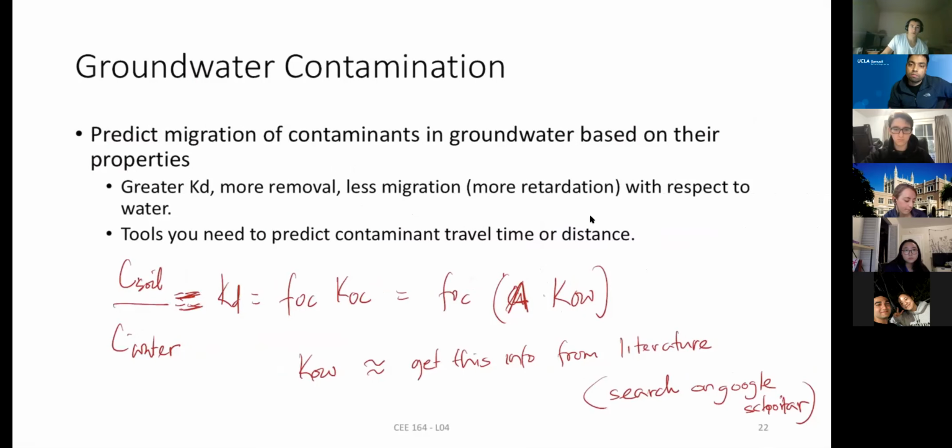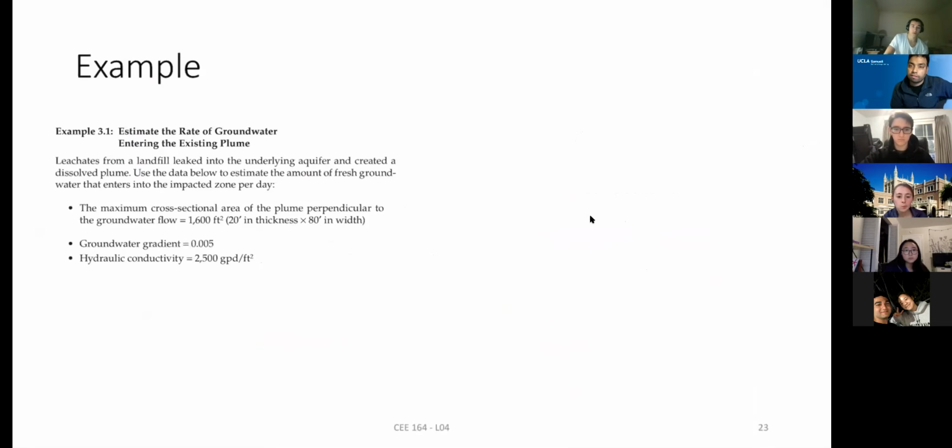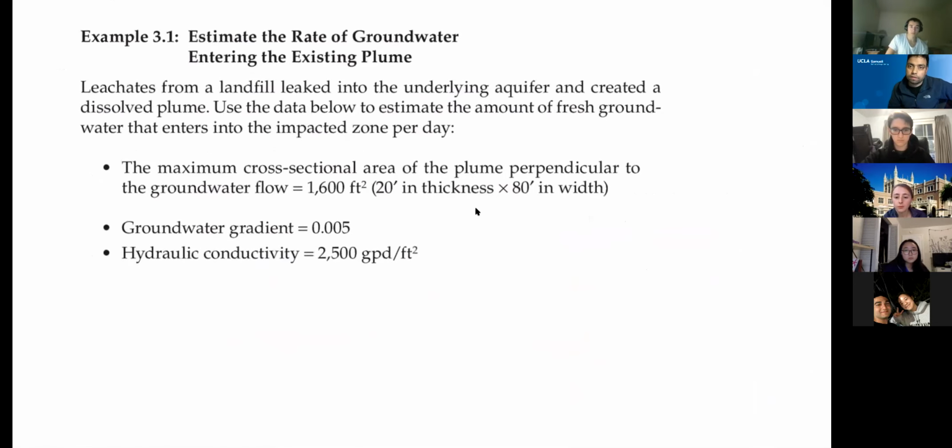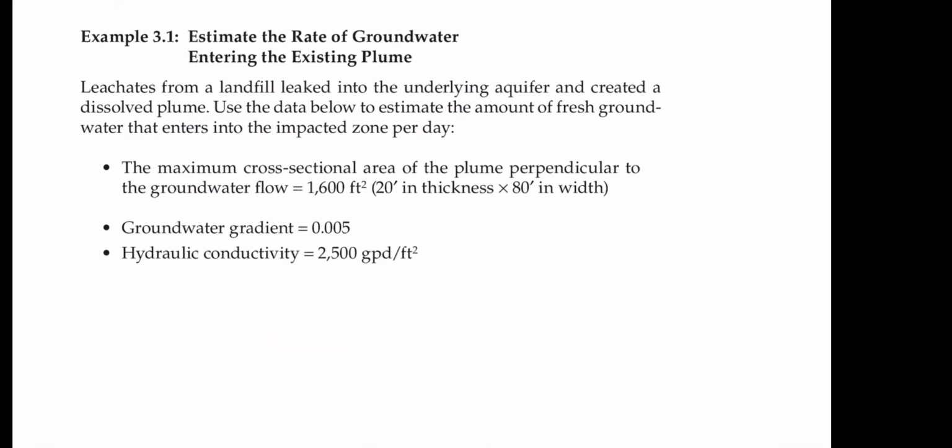All right, so now what we're going to do is recalculate the same thing if we have different amounts of adsorption. But I'll give you some more groundwater examples, because you will have that same thing in your project. So I'm just going to write it here and see if you can relate to these questions. Estimate the rate of groundwater entering the existing plume. Leachate from a landfill leaked into the underlying aquifer and created a dissolved plume.